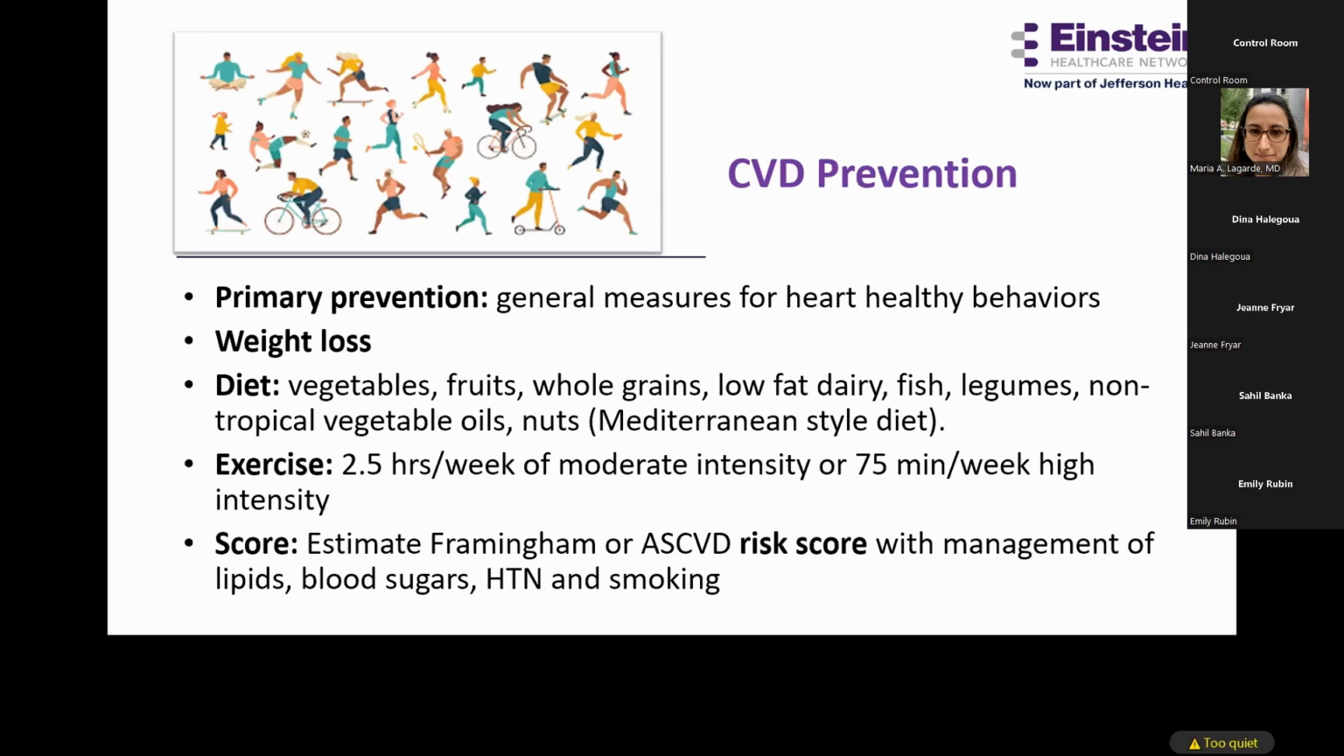But the diet that we recommend for the heart healthy diet is similar to the diet that was discussed earlier for reducing your fatty liver, and that's a Mediterranean style diet. And what that constitutes is predominantly fruit and vegetable based diet, whole grains, low fat dairy in your diet, mostly fish rather than red meats, and using legumes, non-tropical vegetable oils, and nuts.